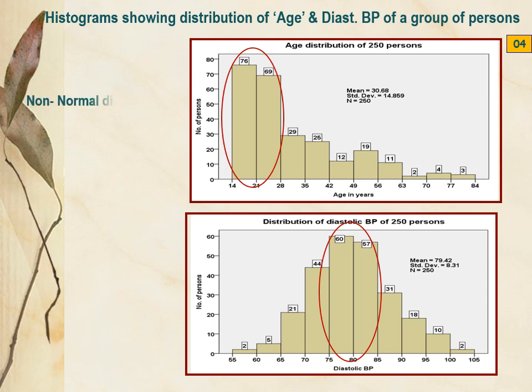So the above histogram is a non-normal population, and the second one is the normal distribution. A normal distribution is one where, as you deviate from the central value, most of the values cluster around the central value, and as you deviate on either side of the mean, the frequency or the curve comes down.